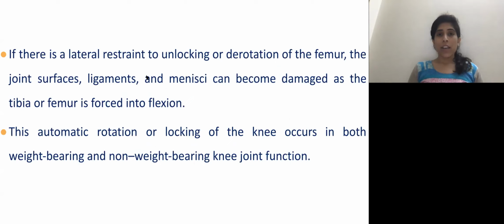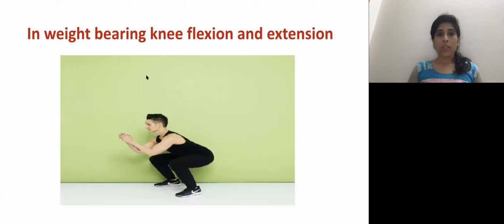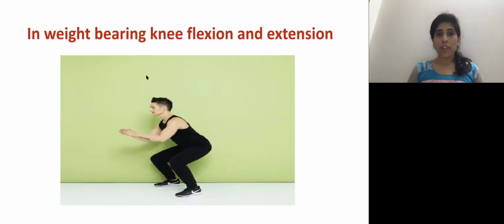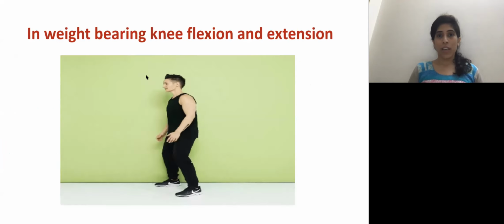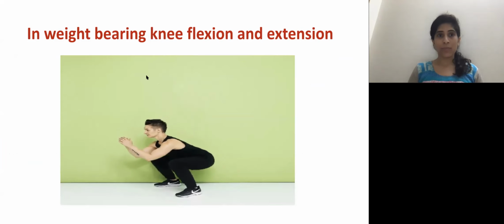So as I say, if this locking and unlocking mechanism is not occurring in a normal individual, then it might damage the ligaments, menisci and other structures. So now we'll proceed to the weight bearing knee flexion and extension motion.